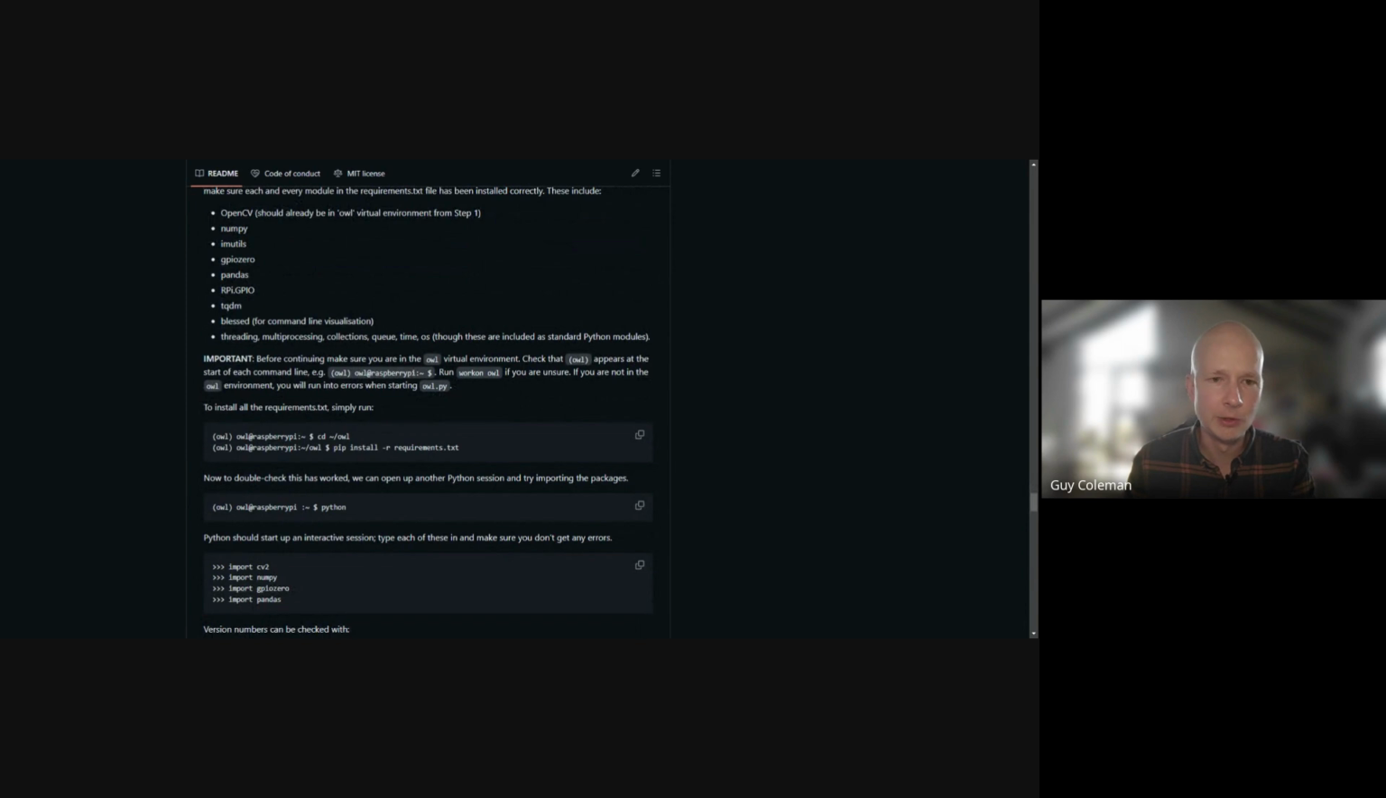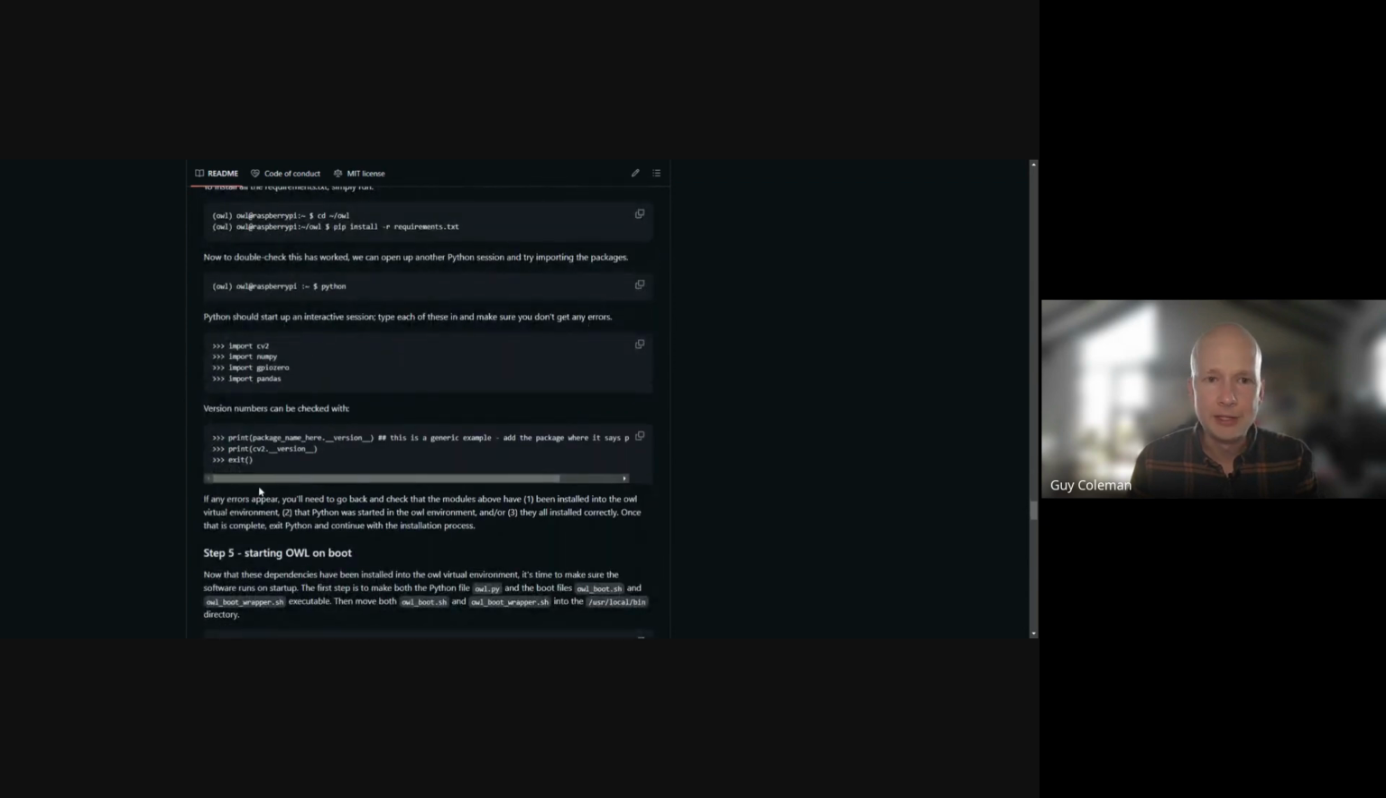And then you need to install all the requirements that come along with the OpenWeedLocator software, and that's in this pip install -r requirements.txt. Then you can check that it's all working, and you should do all this with no errors.